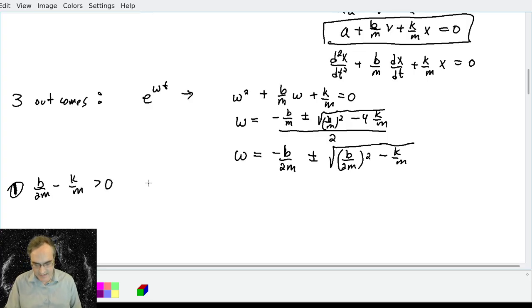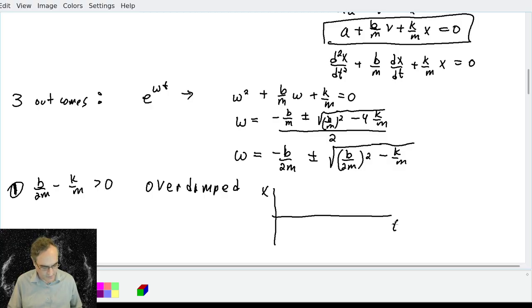This turns into a case that gets called overdamped. So in overdamping, it doesn't actually oscillate. If we watched x as a function of time, we pull it to the side, we let it go, and it relaxes back towards its initial position 0, basically relaxes back to the spring being unstretched and uncompressed over some long period of time.